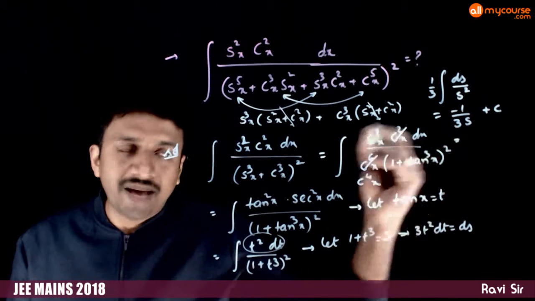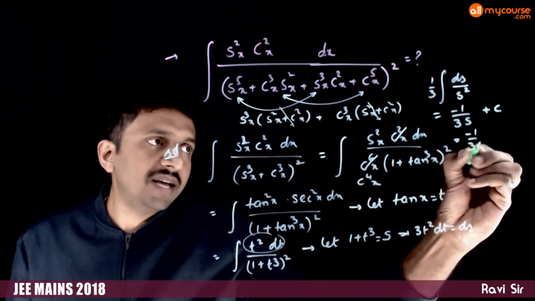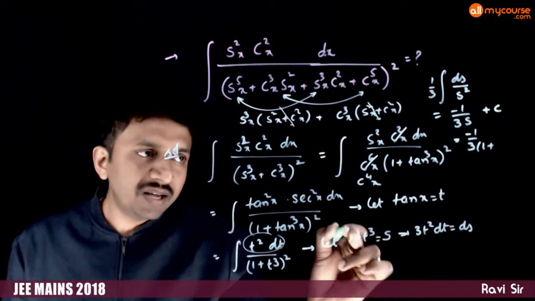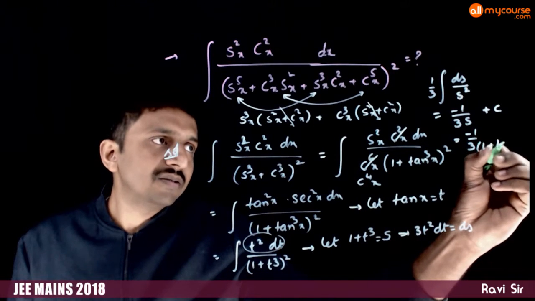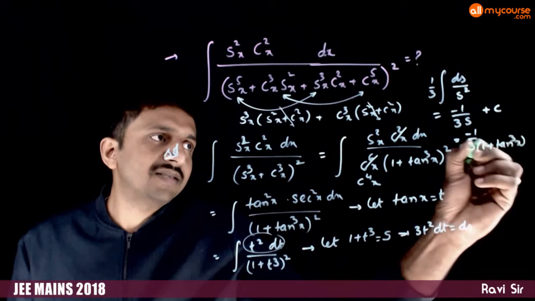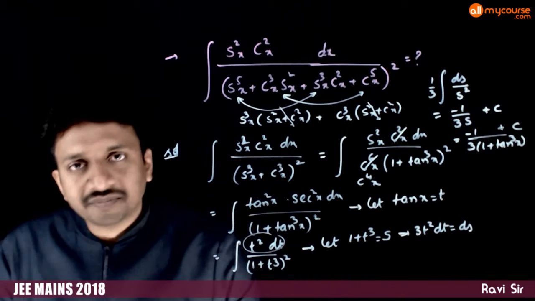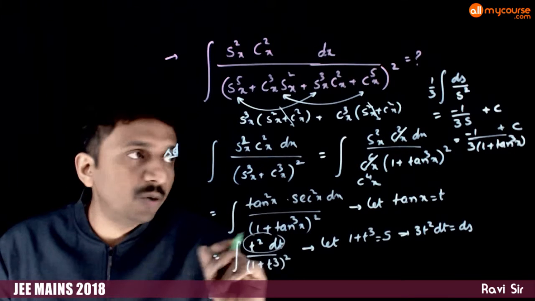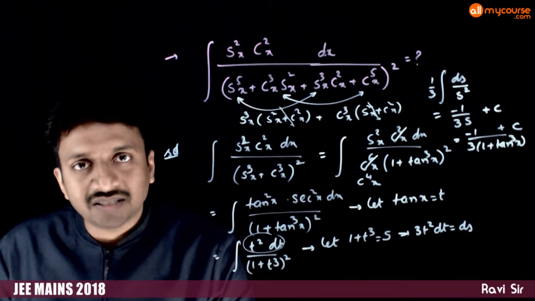So now if you do the back substitution, you get minus 1 by 3 times s, where s is 1 + t³ and t is tan x. So minus 1 by 3 times (1 + tan³x) plus c is the answer to this question.